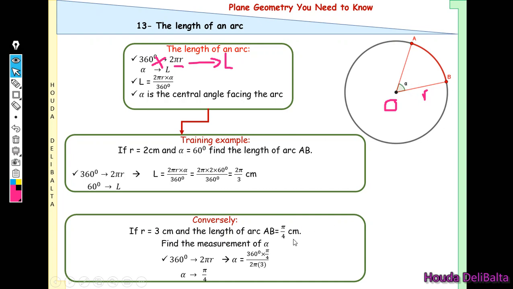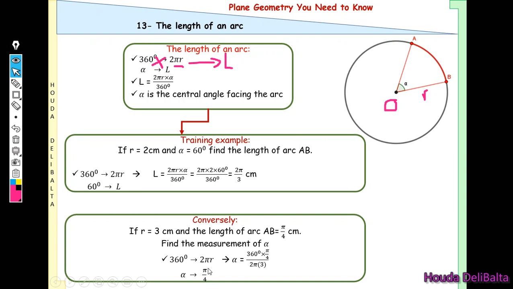So if the length of the arc is given in centimeter, because if the radius is in centimeter, then definitely the length of the arc is in centimeter. So if the length is given, then we are going to find the measurement of that arc in degrees, and the measurement of that arc is definitely equal to the measurement of this central angle facing it. So again, we use the same property or the same method.